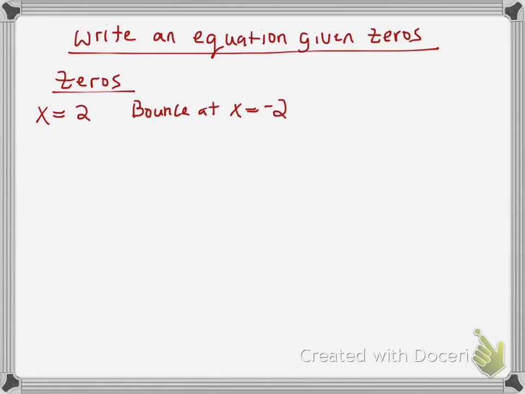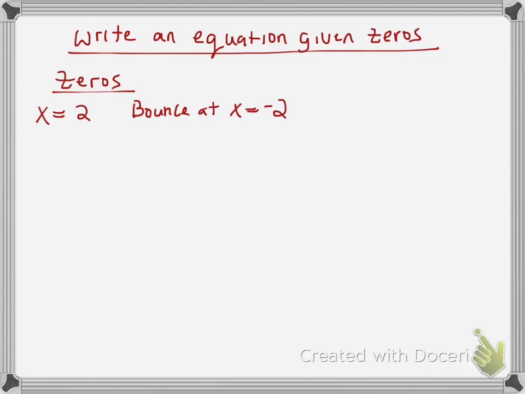All right, so this video is going to be about writing equations given the zeros. Instead of giving you the equation and you trying to find the zeros, I'm reversing the process. I have these zeros, x equals 2, and a bounce at x equals negative 2. I can write this two ways: in factored form or in standard form. The first way, the easiest way, is to start out in factored form.